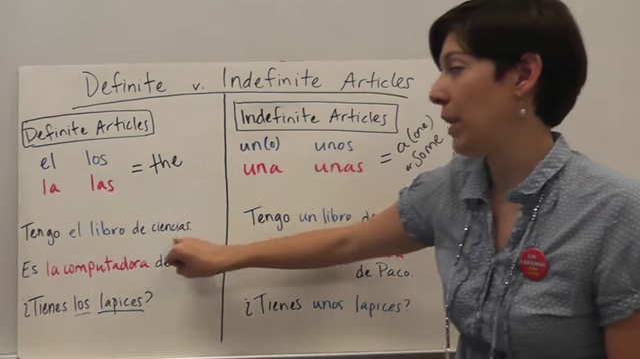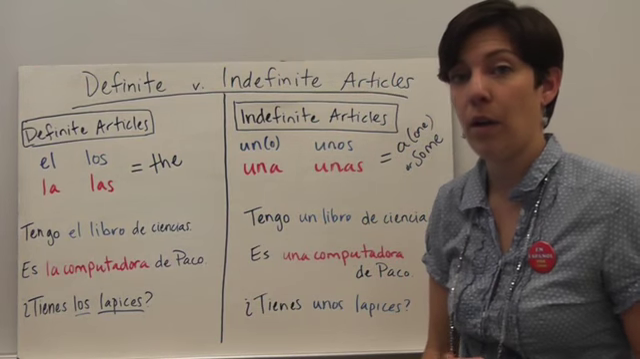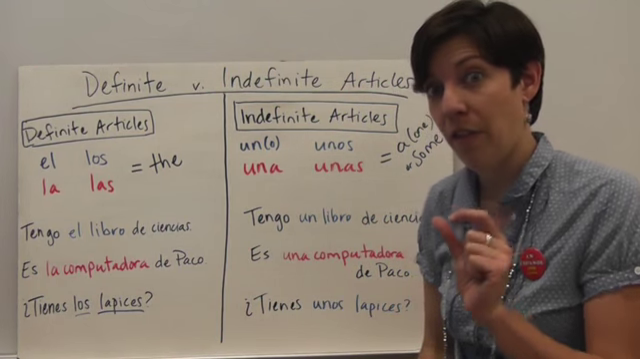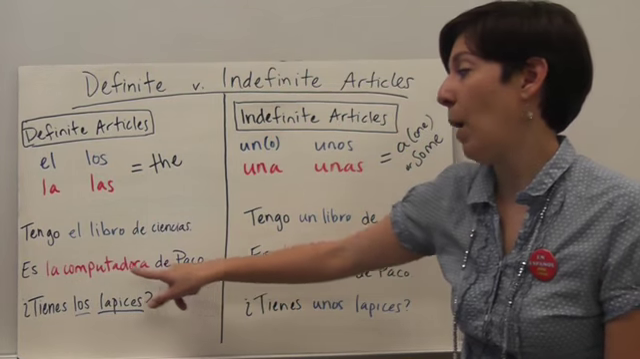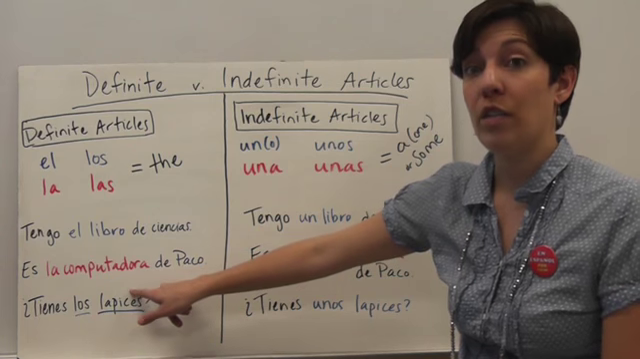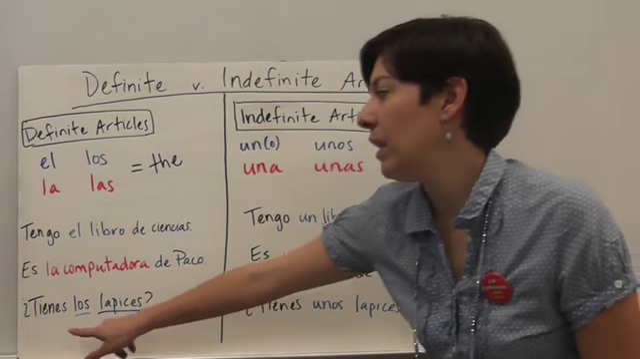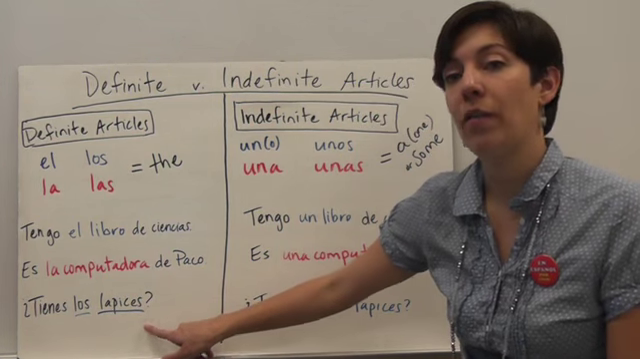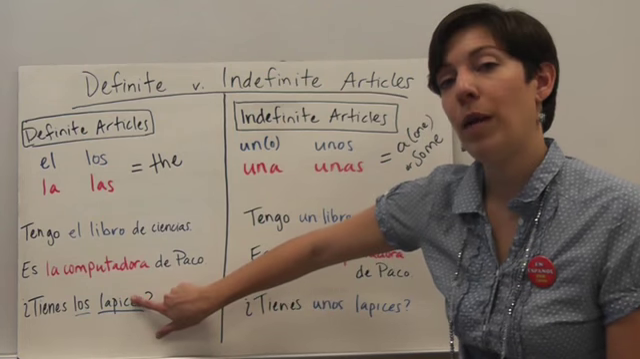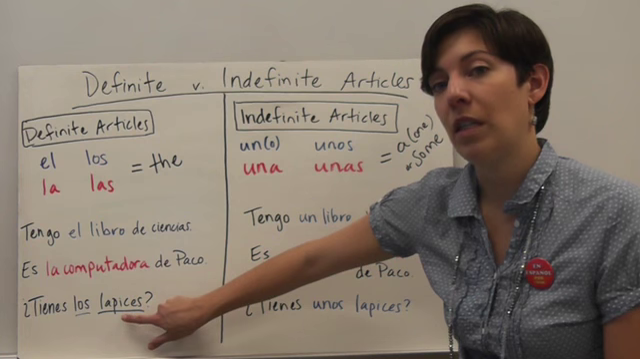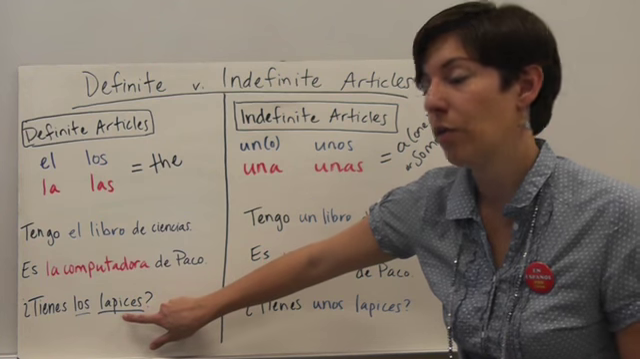So tengo el libro de ciencias. I have the science book. The one I need for third period, I have the science book. Es la computadora de Paco. It is Paco's computer. It's the one, it's his. ¿Tienes los lápices? Do you have the pencils? Now note, lápiz normally ends in a Z, but when you make it plural, the Z goes to a C. So make a note of that somewhere in your notes, all right?